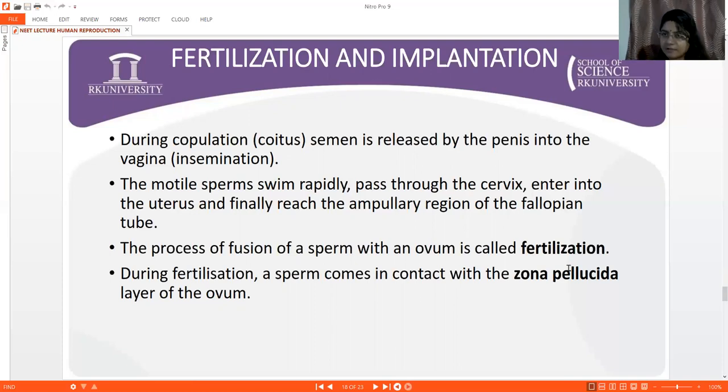This process is called fertilization. During the fertilization process, the sperm come in contact with the zona pellucida layer of the ovum.